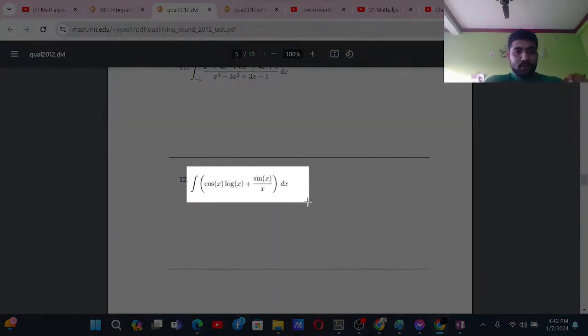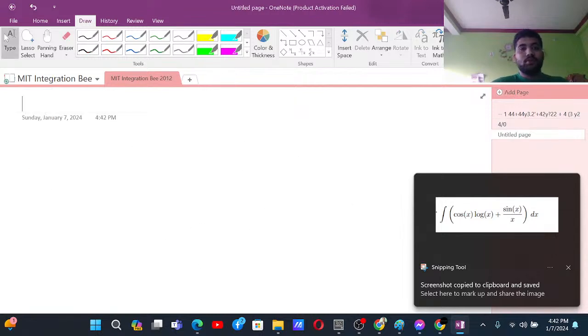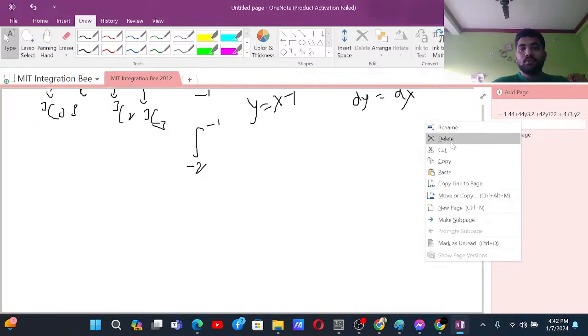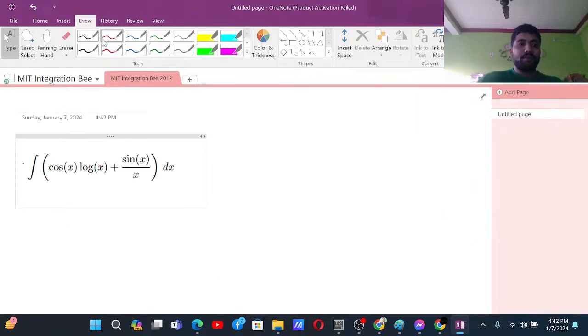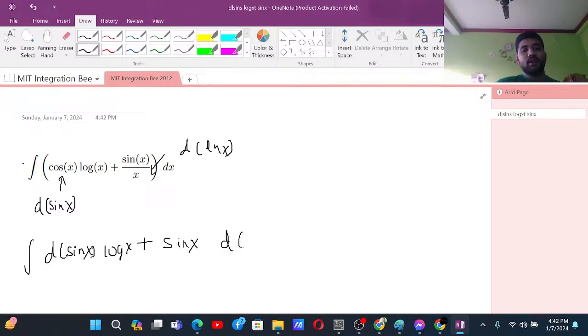So this problem is nice. This problem is just product rule. Now how we can solve this problem is, you see, here is the derivative of sine x, and here is the derivative of log x. So over here we just have d(sine x log x) plus sine x d(log x) dx.